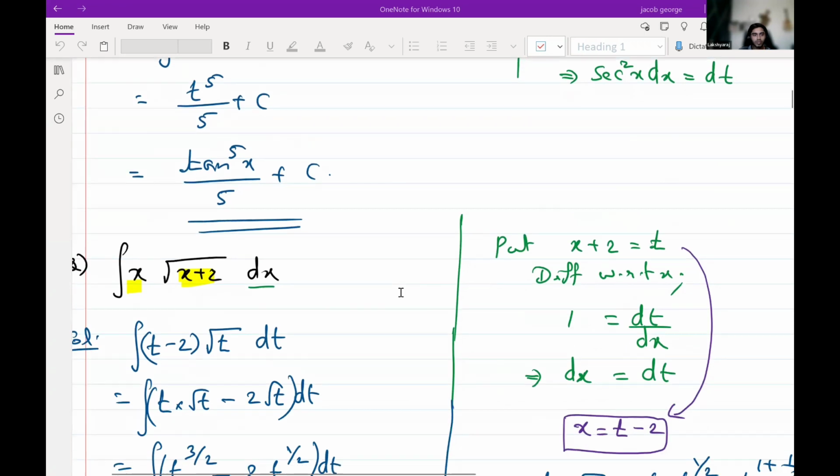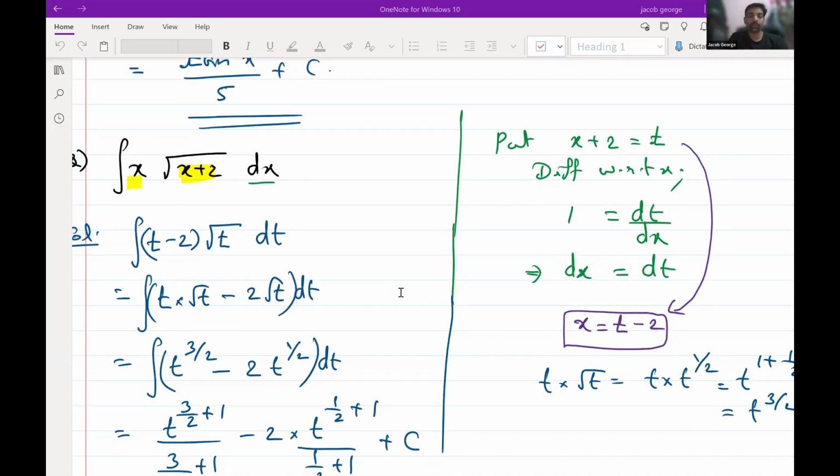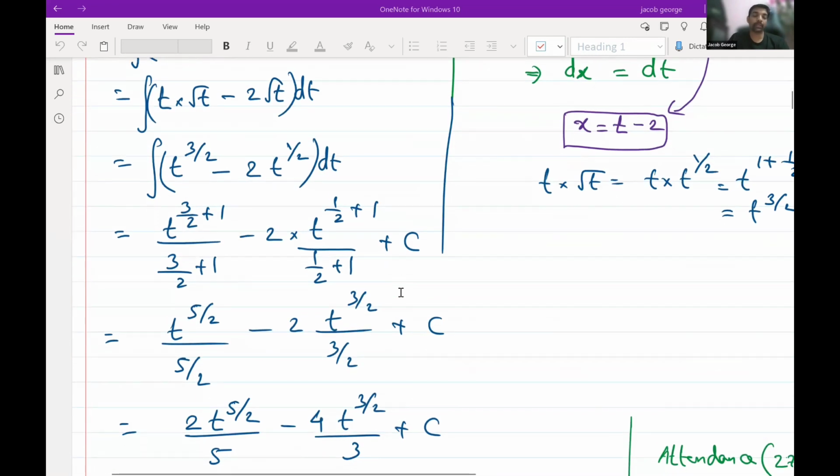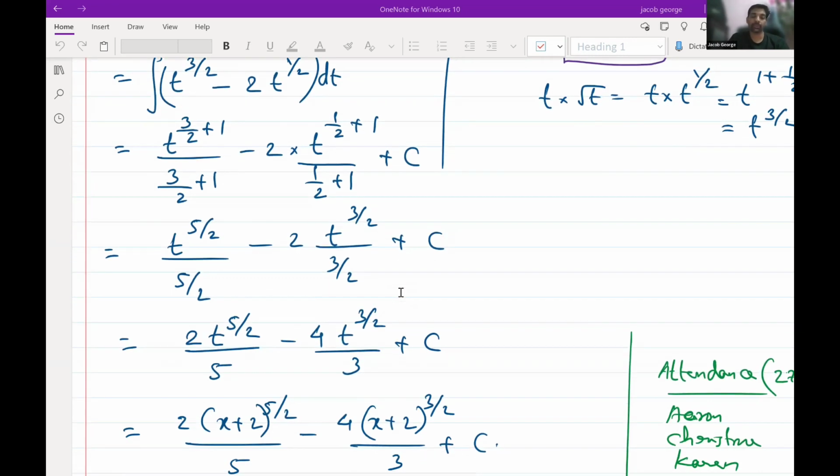Next is also an important question. Here we put x plus 2 is equal to t. Then x is t minus 2. And the derivative of x plus 2 is 1 plus 0. 1 is dt by dx, or dx is equal to dt, and x is t minus 2. So the integral is the integral of t minus 2 into root t dt. And when we open the bracket, we get t into root t, that is t raised to 3 by 2, minus 2 t raised to 1 by 2, then t raised to 3 by 2 plus 1 by 3 by 2 plus 1. Second time also the same way.